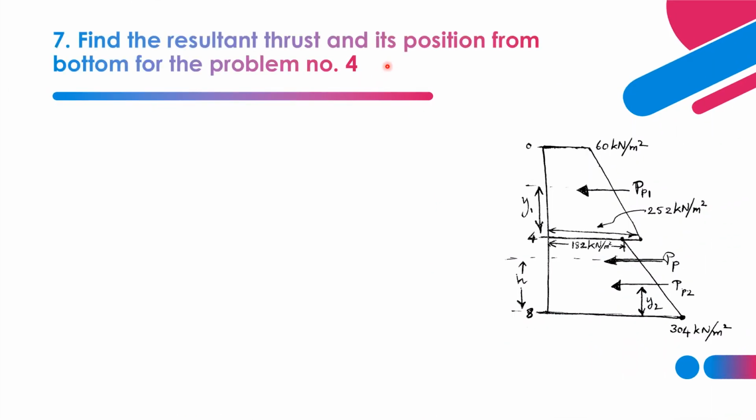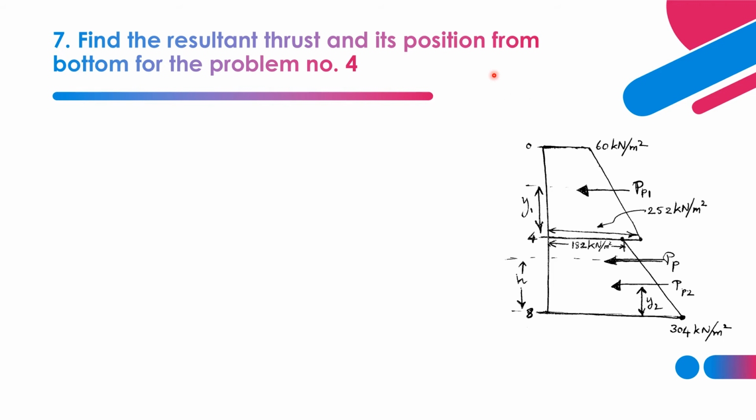Find the resultant thrust and its position from the base of the backfill, for problem number 4. In the fourth question, we have already seen the calculation part and found the answer for the passive pressure values at various depths, like at 0th meter or the top layer, what is the passive pressure, and at the 4th layer, how the pressure is varying, and at the bottom of the backfill, the passive pressure will be 304 kilonewton per meter square.